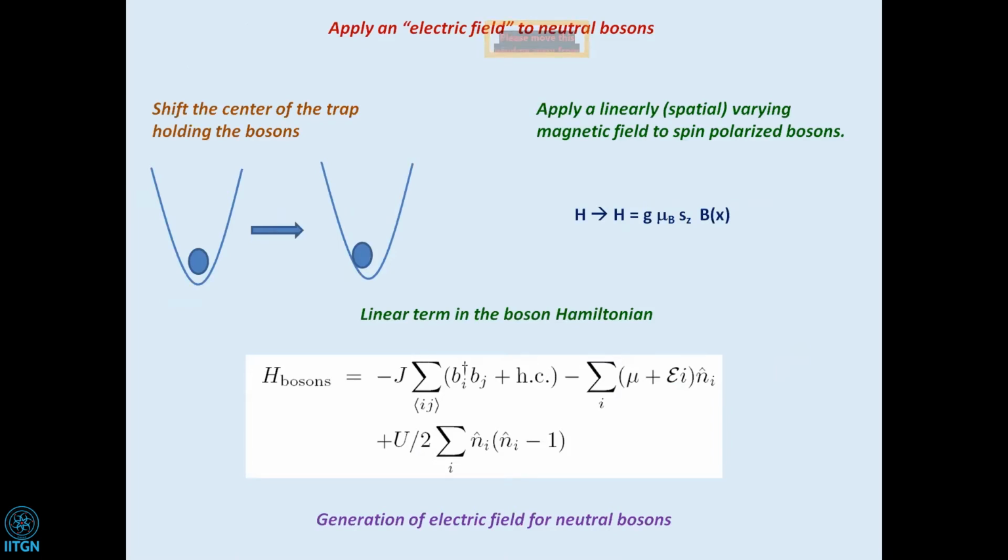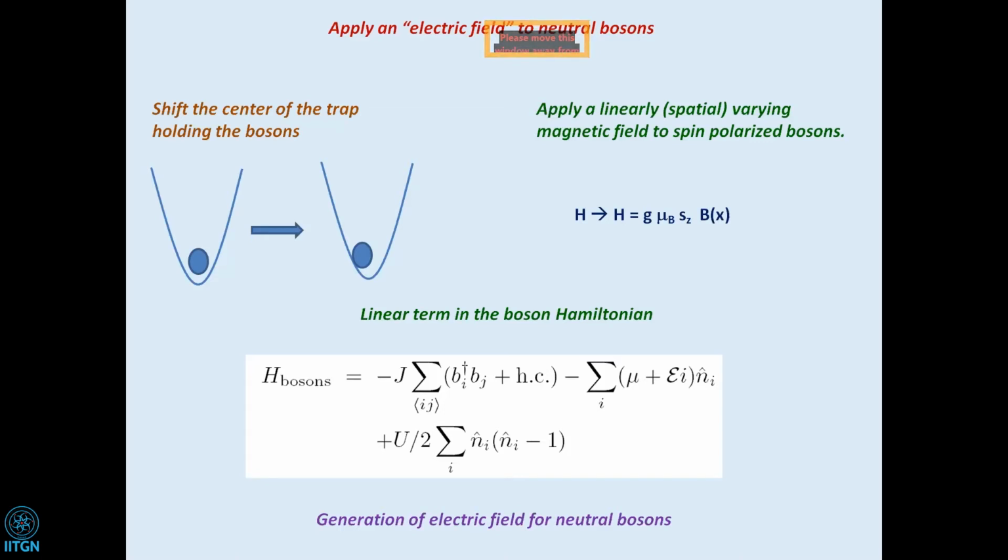The idea is to create an electric field for these neutral bosons, and of course this cannot be done by an electromagnetic field. That's not possible. But if we think of what happens when we have a DC electric field for a charged particle, we have a linear potential, which is of course unbounded, but the field is a constant.